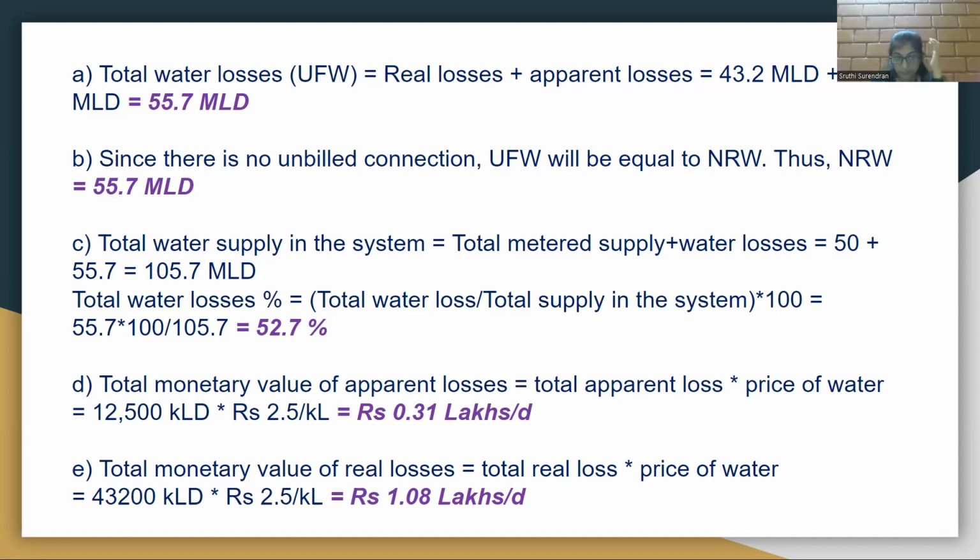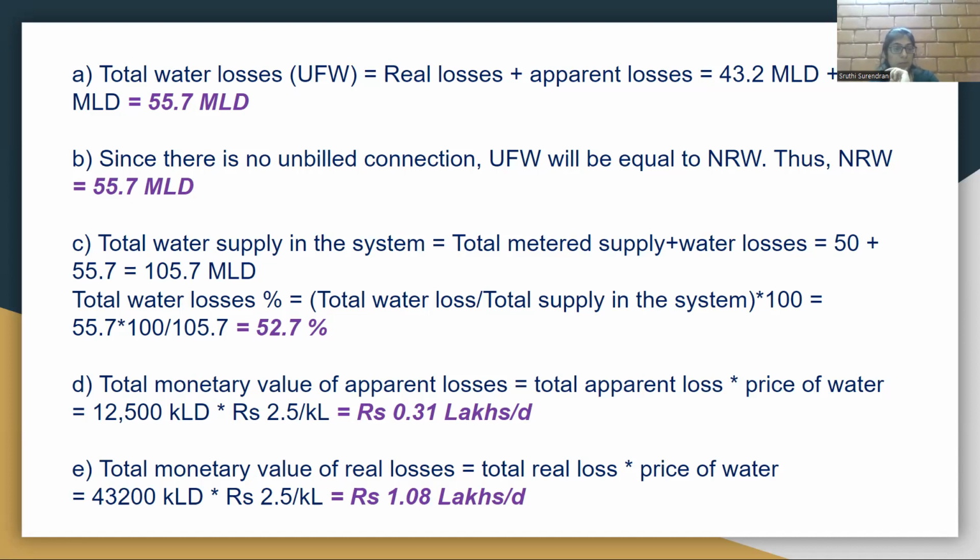So again over here, for the C part they're asking you to find the percentage losses. Percentage losses is the total water loss divided by the system input volume. System input volume will be whatever is being consumed plus whatever water is being leaked. So consumption is 50, the water loss computed is 55.7. Total volume of water that is entering is 105.7. So you need to divide by that value to obtain the water losses percentage.